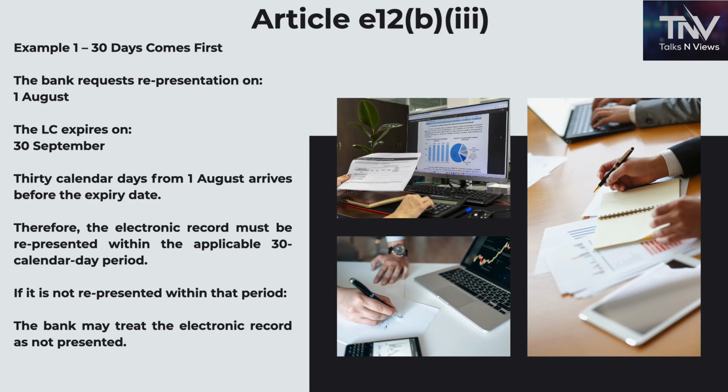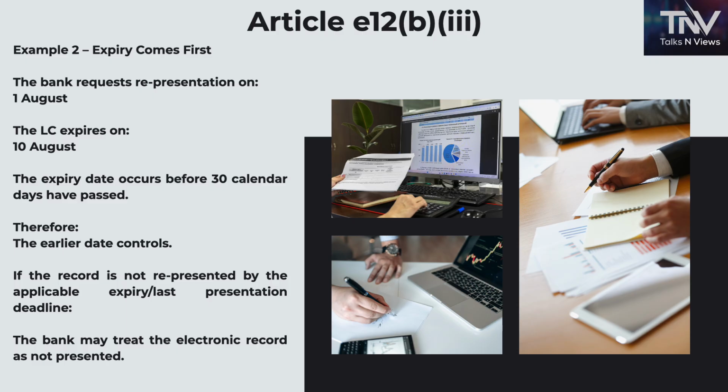Example 1, 30 days comes first. The bank requests representation on August 1st. The LC expires on September 30th. 30 calendar days from August 1st arrives before the expiry date. Therefore, the electronic record must be represented within the applicable 30 calendar day period. If it is not represented within that period, the bank may treat the electronic record as not presented.